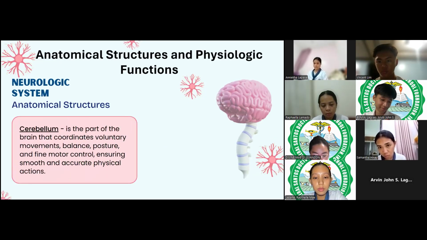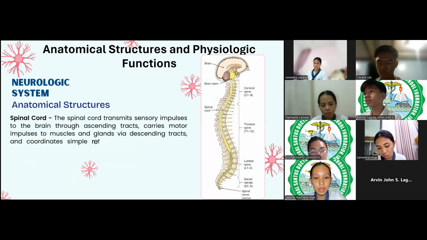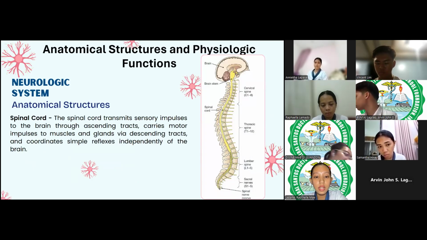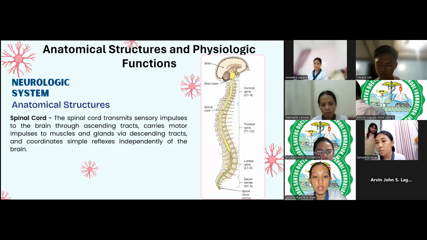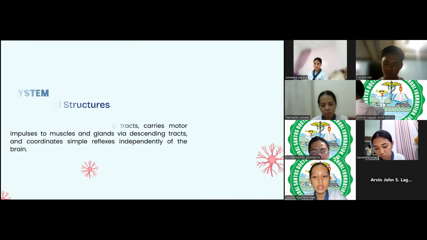Lastly is the cerebellum, the part of the brain that coordinates voluntary movements, balance, posture, and fine motor controls, ensuring smooth and accurate physical actions. Next, please. And we also have the spinal cord under the neurologic system. The spinal cord transmits sensory impulses to the brain through ascending tracts, carries motor impulses to muscles and glands via descending tracts, and coordinates simple reflexes independently of the brain. Next, please.